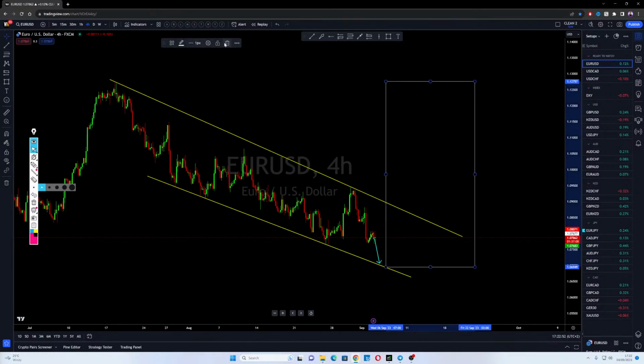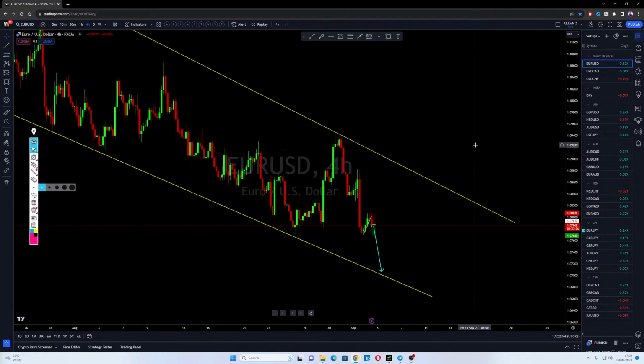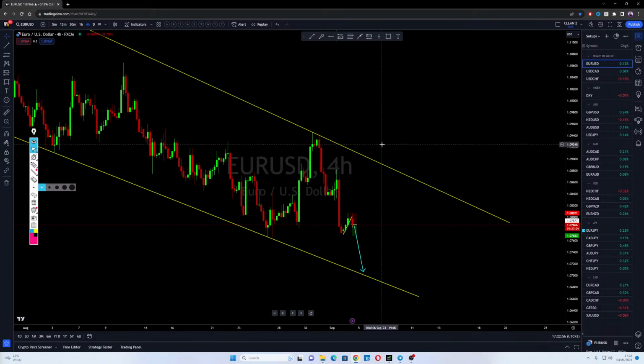But that's too far away. On this direction I'm still taking trades to the downside. I still see that we will nicely push lower. It's good to play this way to the downside.